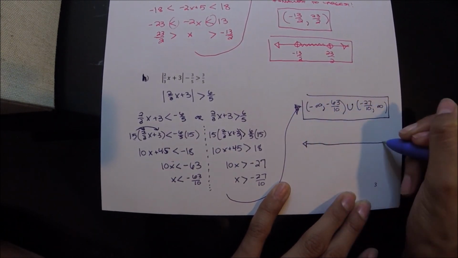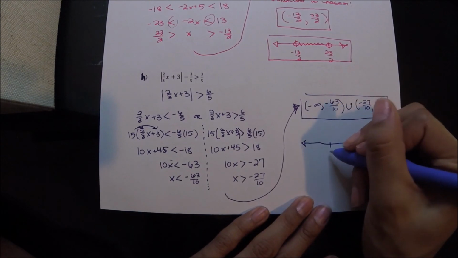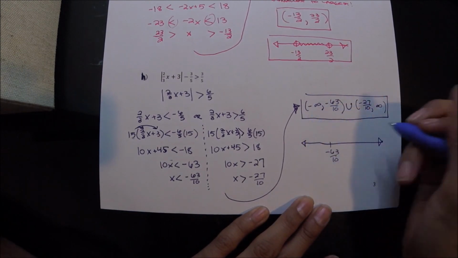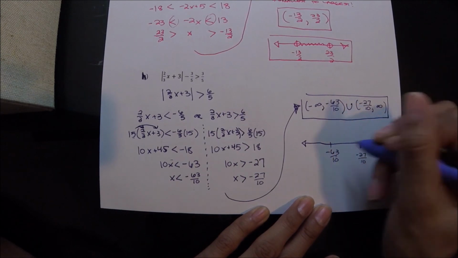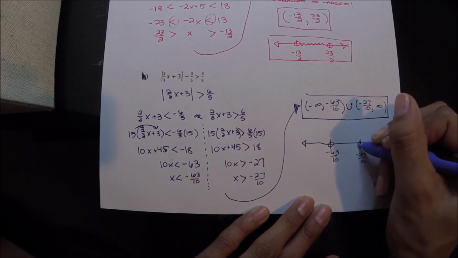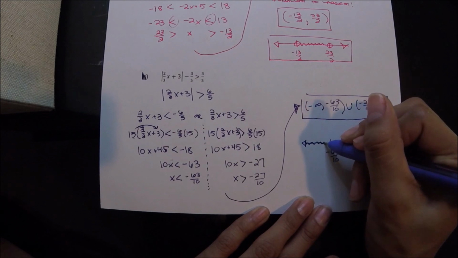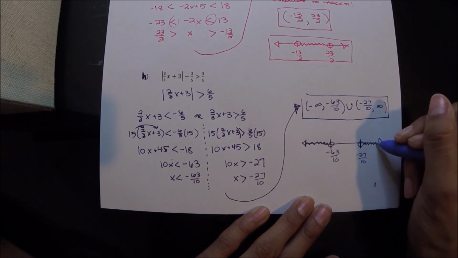And then graphing. Here's our number negative 63/10. Here's negative 27/10. Open, open, everything less than that one, and everything bigger than that one.